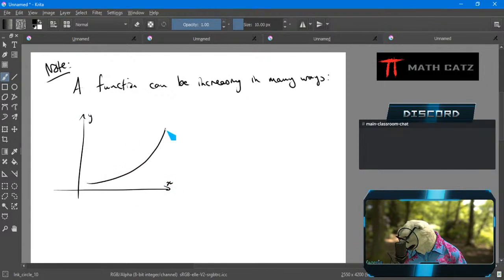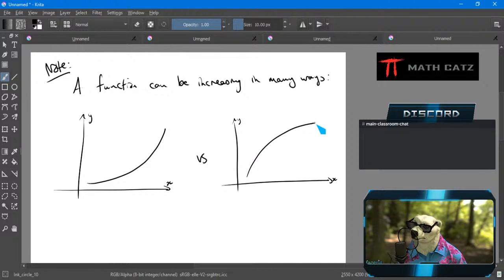It can be increasing like this. That's definitely uphill. But it can also be increasing like this. They're both increasing. Any tangent line has a positive slope. And just saying, oh, it's increasing there, that doesn't quite tell me the shape of that graph. Something is missing.